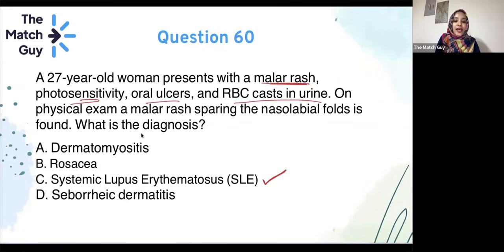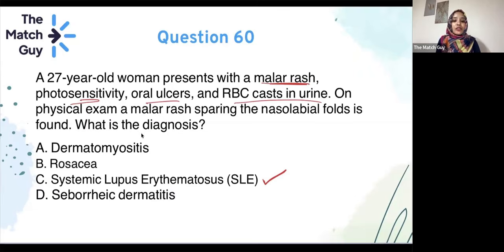More sensitive for it is ANA. Specific is anti-double-stranded and anti-Smith. Manifestations, if you see arthritis, it's going to be symmetrical as well. It almost looks identical to rheumatoid arthritis. But with rheumatoid, it's more likely that you see arthritis in general than it is with SLE.